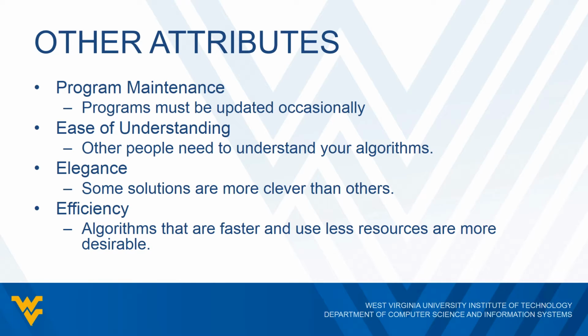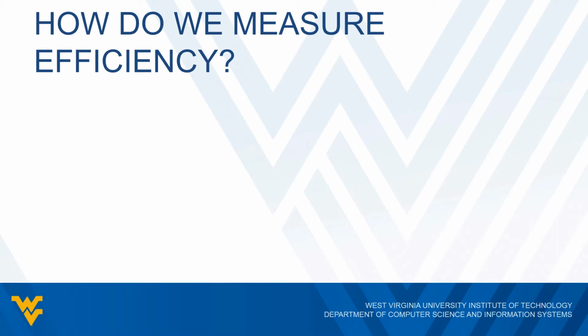And of all the attributes that we've considered, besides correctness, of course, the efficiency of an algorithm is one of the most important attributes when designing an algorithm. So if the efficiency of an algorithm is important, well, how do we determine that one algorithm is more efficient than the other? Or how do we measure efficiency? Well, we take a look at two different areas.